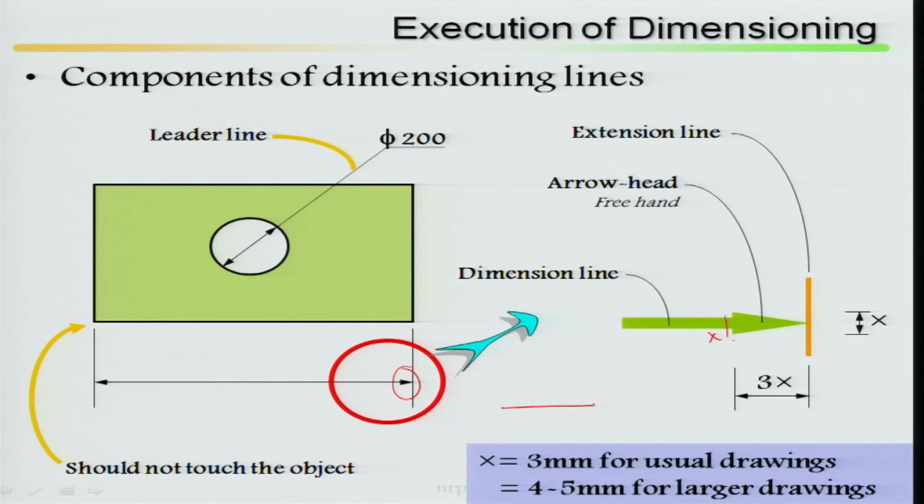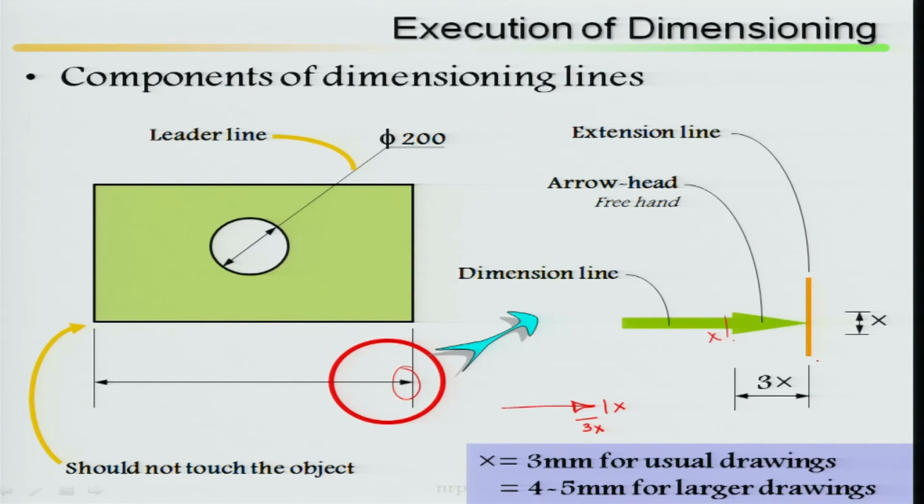Once I draw it, I will make it in such a way that this to this is approximately 3x and from this to this it is x. x is equal to 3 mm for usual drawing. This will come over a period of practice. It is not that I will maintain exactly 3 mm; it may be 2.5 or maybe 3.2. 4 to 5 mm for larger drawings, 3 mm for your regular drawing.